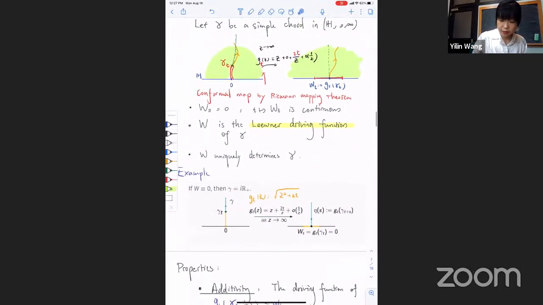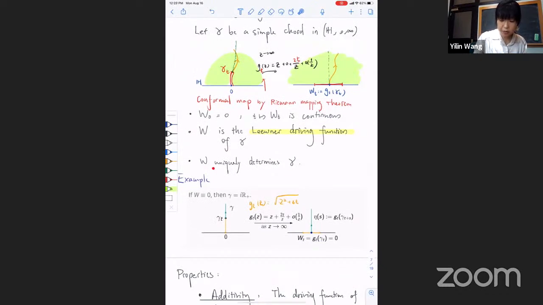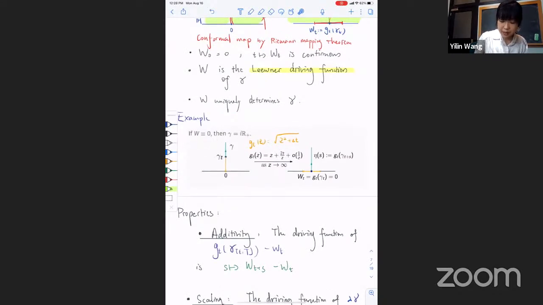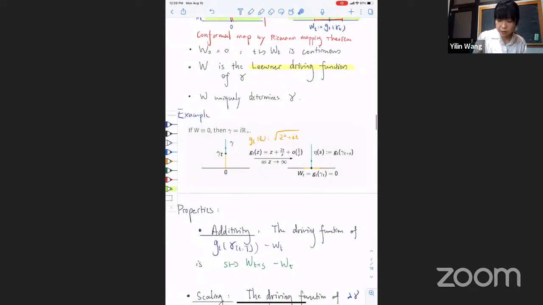And we can actually also recover gamma from W. So from W, you can determine gamma. I will come back to it later. As an example, if you have this curve from 0 to infinity, just straight up, the mapping out function will be the square root of z squared plus 4t, and you can check the expansion is exactly this form. And what it does is really cutting this orange curve here and splitting it into 2. Now W_t has to land at 0. So this driving function has to be 0 because of the symmetry. It's always 0. So when the driving function is 0 all the time, then the curve is just straight up.